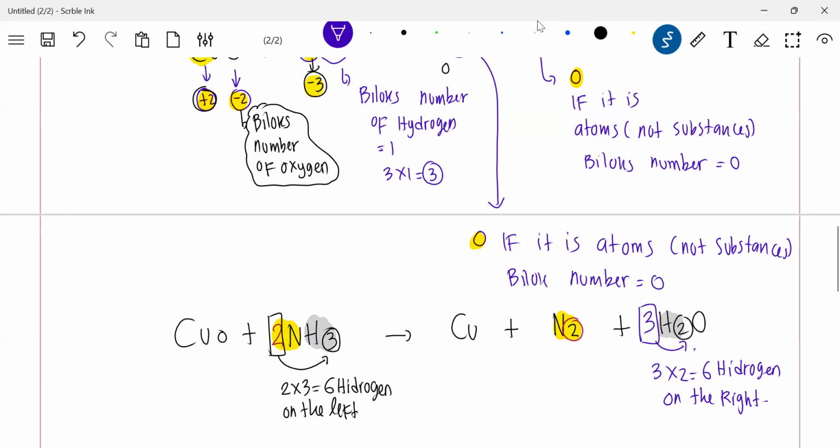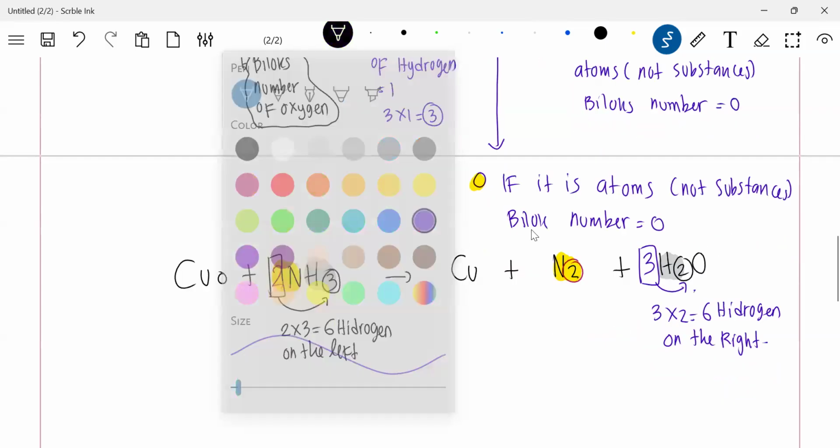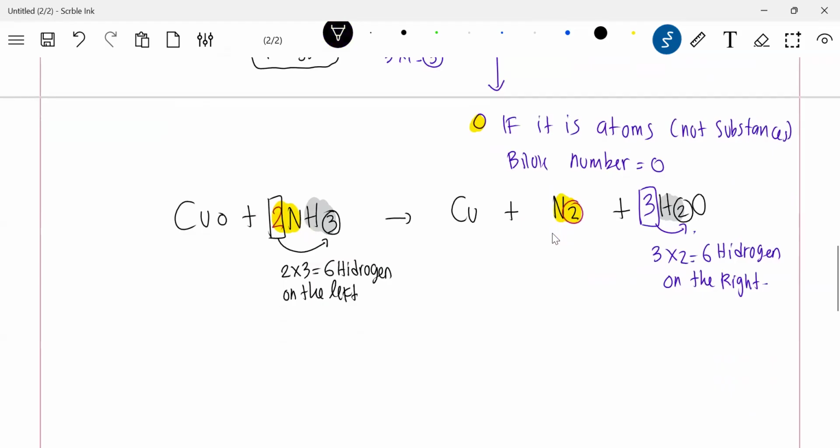We have to balance also for copper and also for oxygen. Take a look for oxygen on the right. On the right, the oxygen is 3. How do we know, sir? 3 times 1 is 3. Yes, there are 3 oxygen on the right. But oxygen on the left, only 1, not balanced.